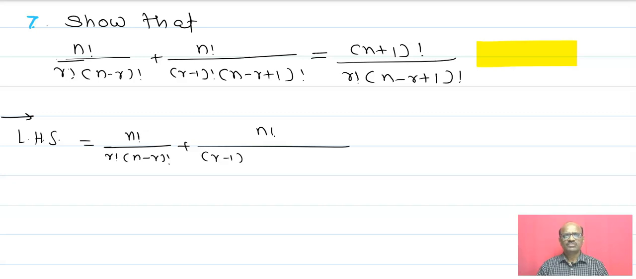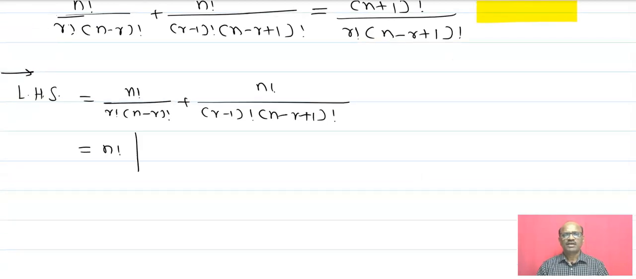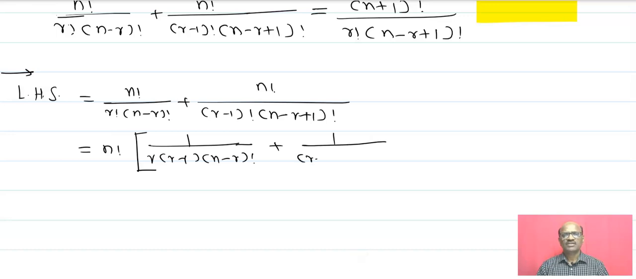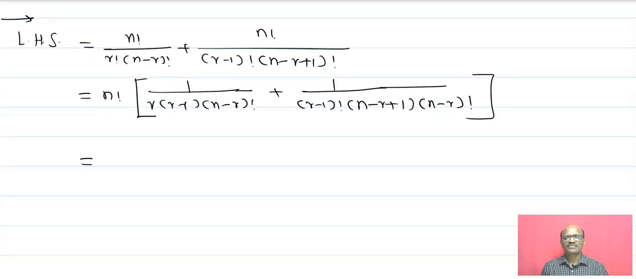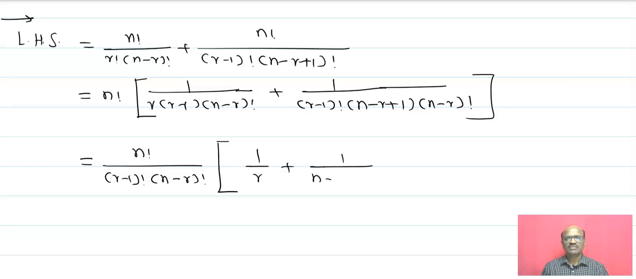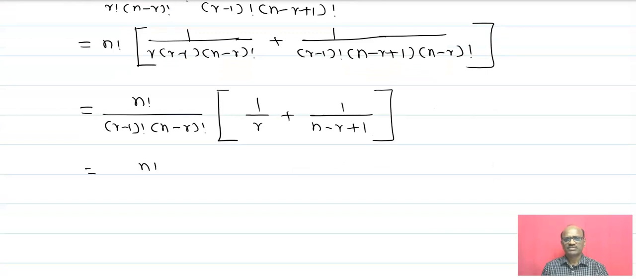Now LHS is equal to n factorial upon r factorial into (n minus r) factorial, plus n factorial upon (r minus 1) factorial into (n minus r plus 1) factorial. Take n factorial as common, 1 upon r into (r minus 1), into (n minus r) factorial. The factorial notation is absent in the first term. That is, 1 upon r into (r minus 1) factorial must be there. Therefore, we will take the common n factorial upon (n minus r) factorial into (n minus r minus 1) factorial into (n minus r) factorial.